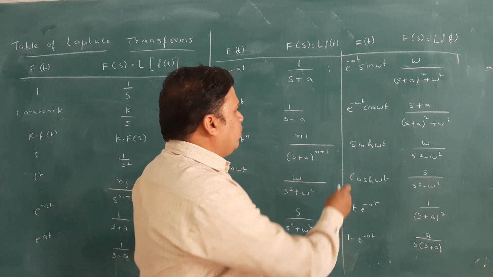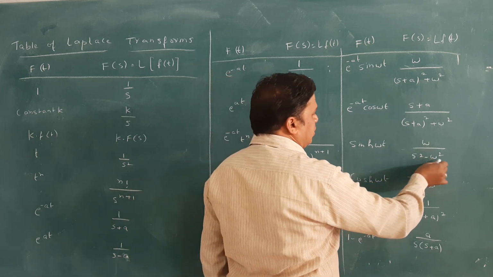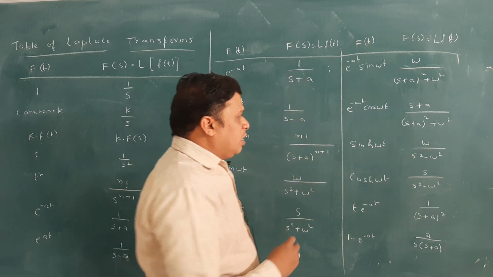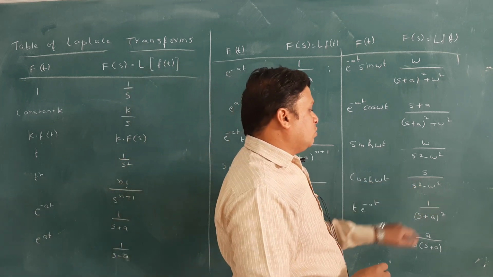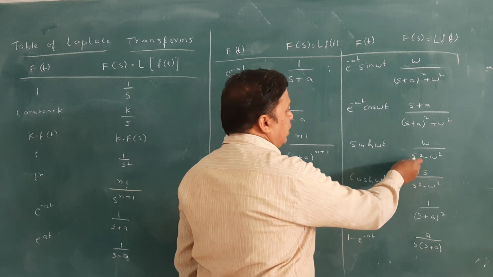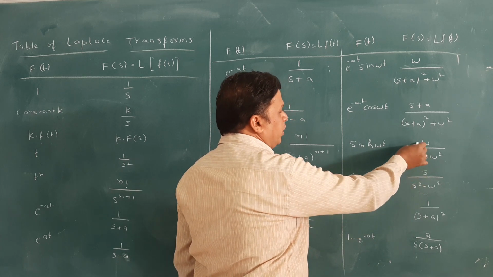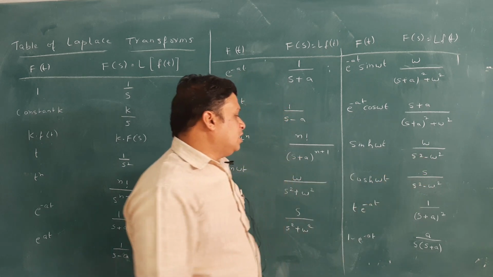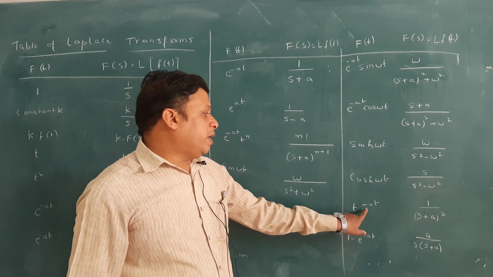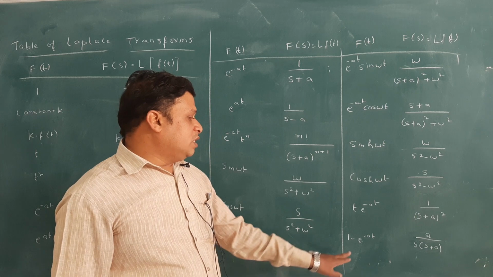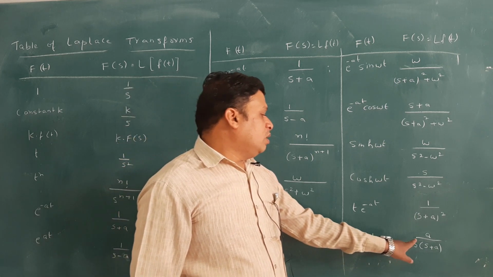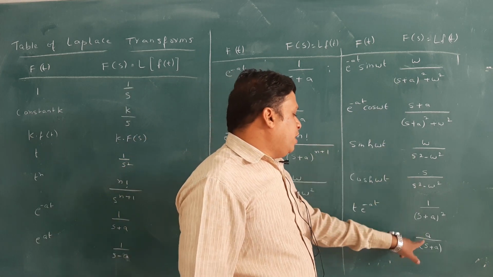If you go for sinh omega t, it is omega by s square minus omega square. Similarly, cosh omega t is s by s square minus omega square. Here the denominator remains the same and only the numerator changes. For t into e power minus at, it is 1 by s plus a whole square. Next, 1 minus e power minus at is converted to F of s as a by s into s plus a.